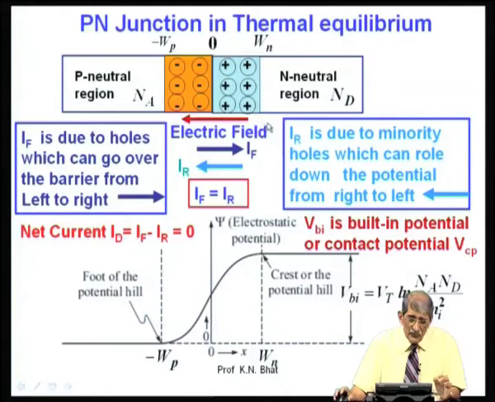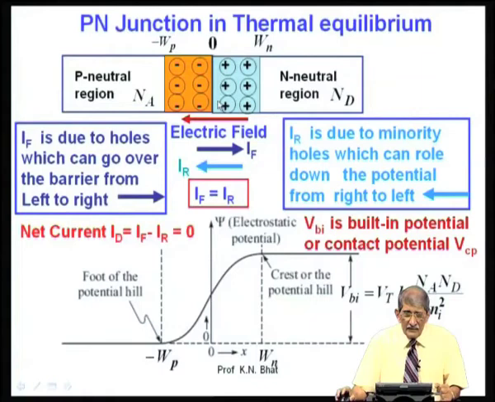There will be a forward current from left to right continuously if there is a continuous flow of holes from left to right, which I marked as I_f. But because of this field in this direction, there will be a reverse flow of holes in that direction. This is one way of looking at it. Ultimately, there is no flow. Forward flow and reverse flow are balanced equally against each other. Because of this concentration gradient, I_f, which I marked with this arrow, there will be a flow of holes from left to right.